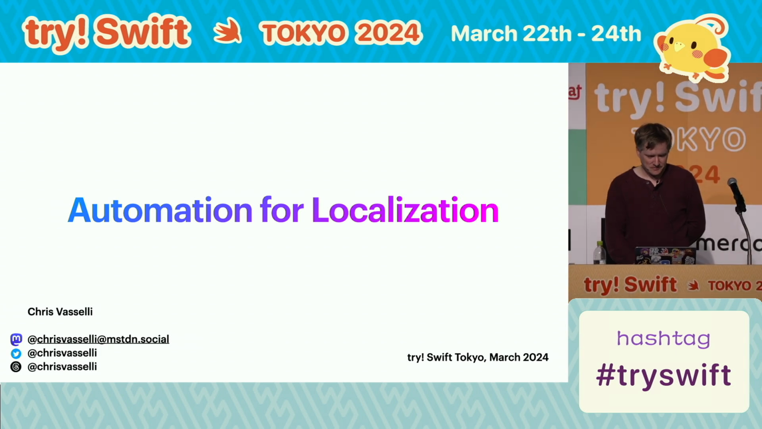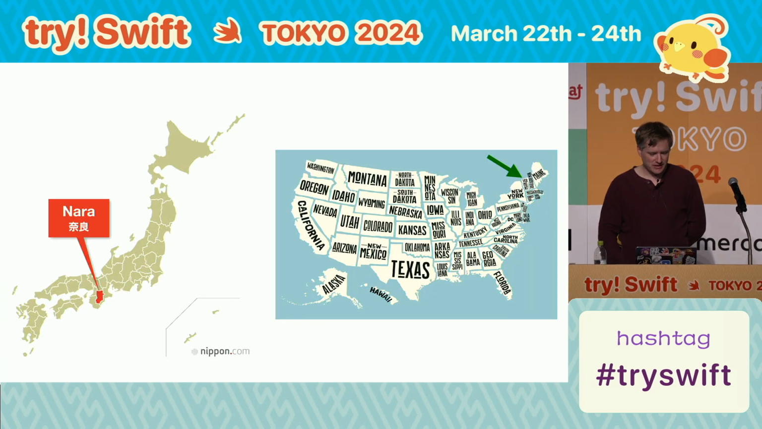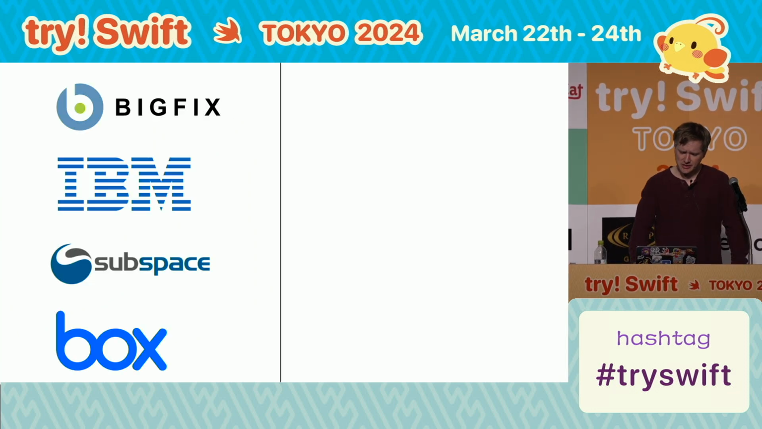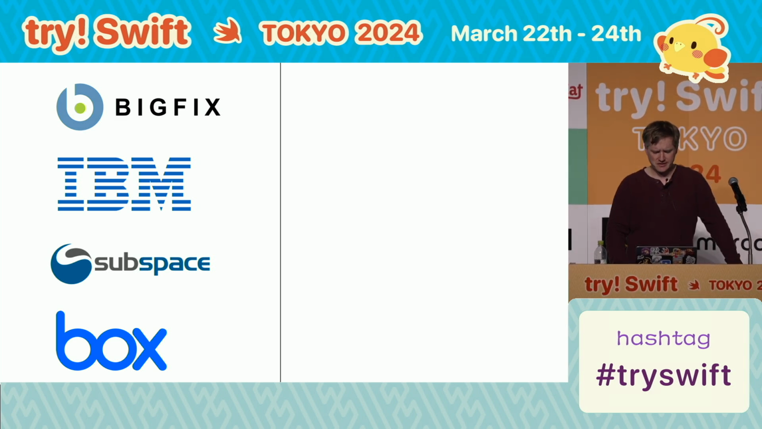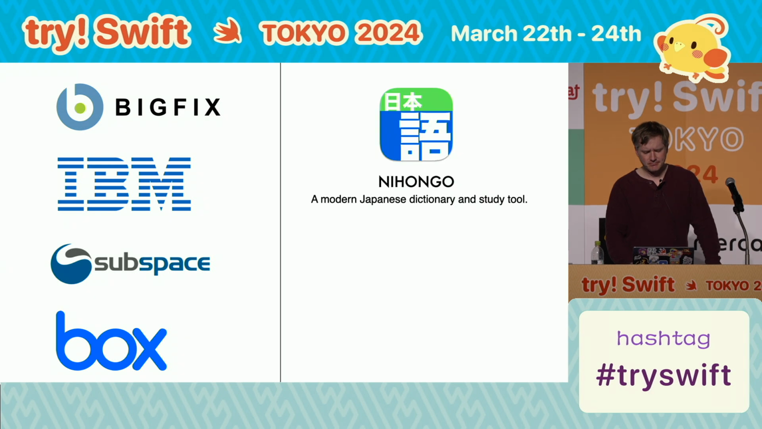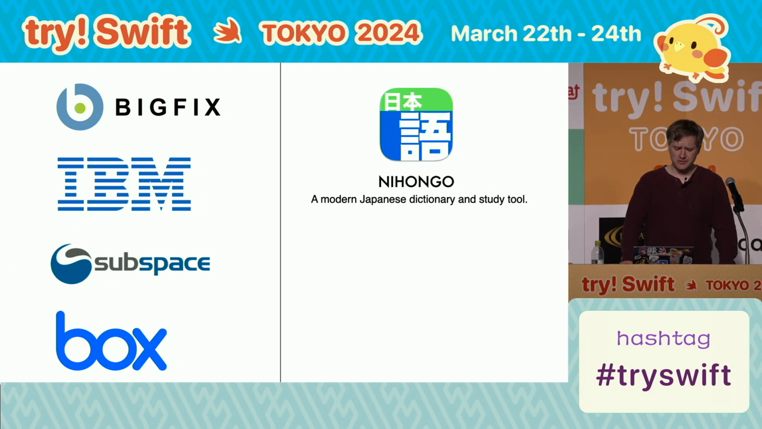Quick about me, I live in Nara, Japan. Before that, I'm from Vermont in the United States. Professionally, my background is as a software engineer, and I worked at these 4 companies in the San Francisco Bay Area. But I quit my job in 2018 to become an indie app developer. So I now make a living off of 2 apps.